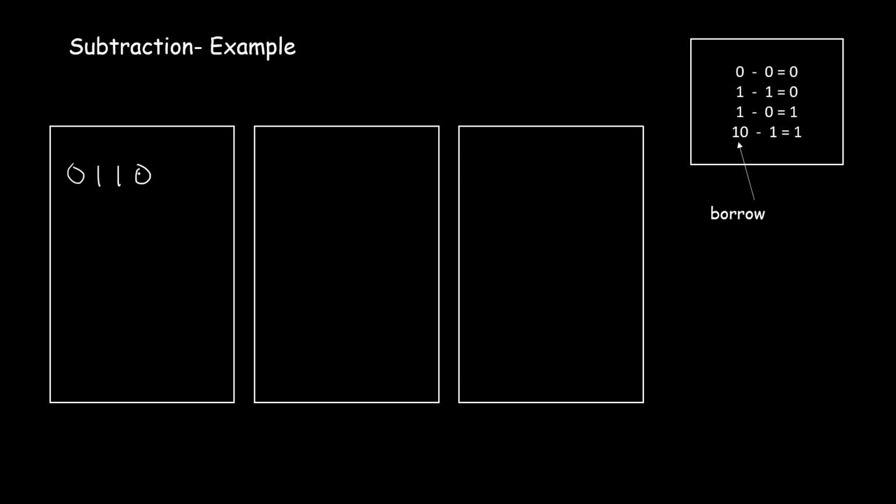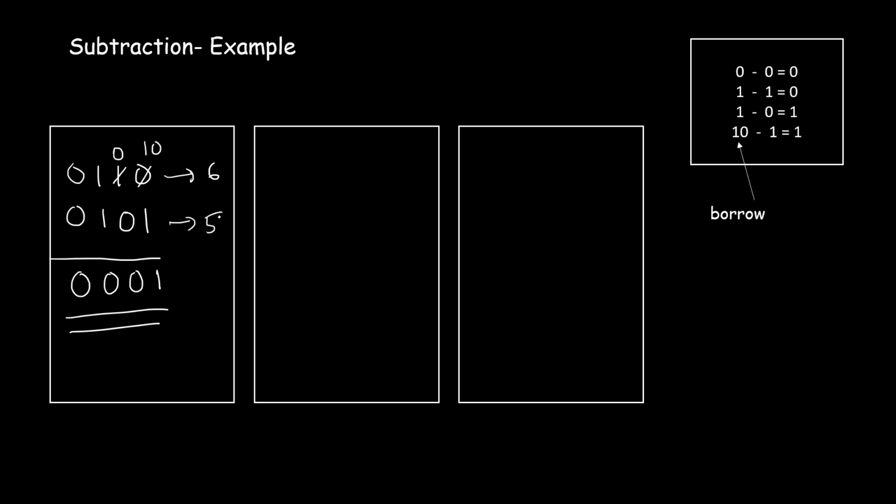Okay, so let's take another example wherein I am subtracting 0 1 1 0 minus 0 1 0 1. So here I cannot take a 0 minus 1. So what do I do? I take a borrow from here. When I take a borrow, this turns out to be 0 and this becomes 1 0. So 1 0 minus 1 is a 1, 0 minus 0 is a 0, 1 minus 1 is a 0, and this is also a 0. So this was a 6 and this is a 5 and this is a 1. 6 minus 5, I get 1.